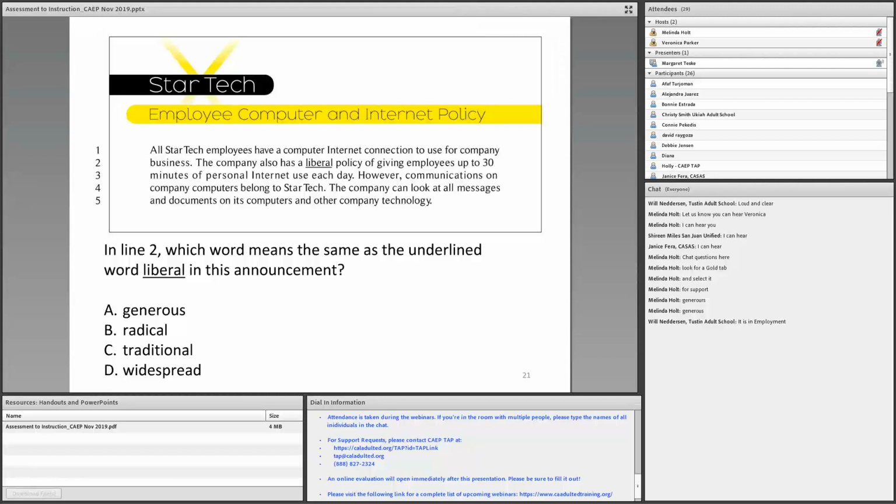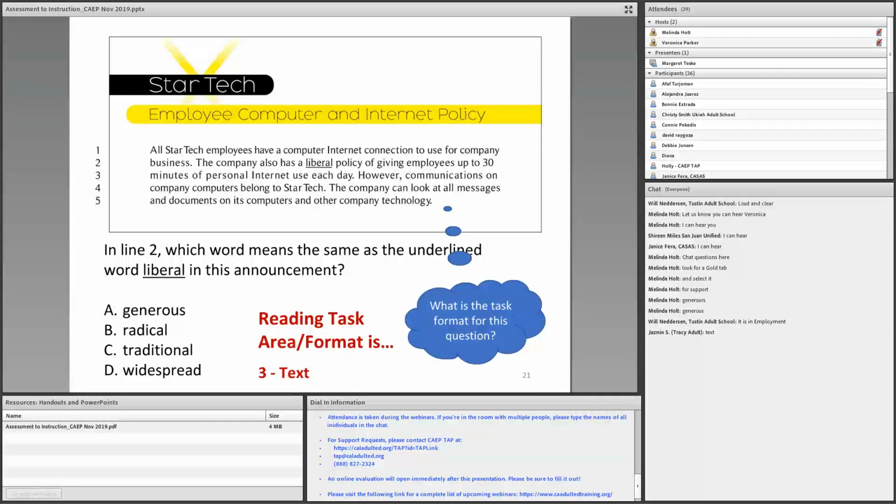Okay, and what is the task area of this question? Or the task format, we'll say. This answer is very easy. Text, exactly. So text is a major one, especially for reading tests. But again, in math, you might have diagrams, charts, things like that. Thank you very much, Jasmine.